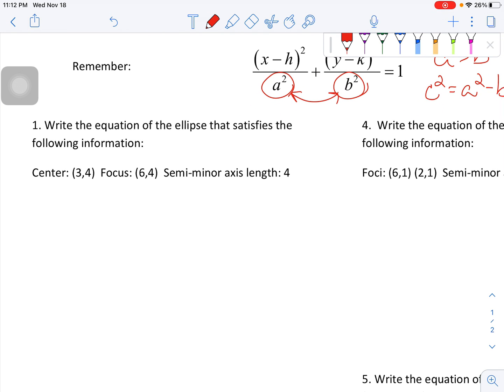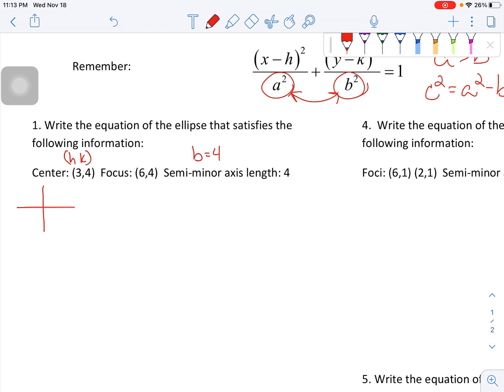We're going to drop down to problem number 1, and let's see what we got here. We have a center, so this is going to be our h, k. We know that our focus is at 6, 4. The semi-minor axis length is 4, so semi-minor is b, so we know b is equal to 4. And basically, I want to try to figure out how this graph looks. Is my semi-major axis horizontal? Is my minor axis vertical? Like, what does this thing look like?